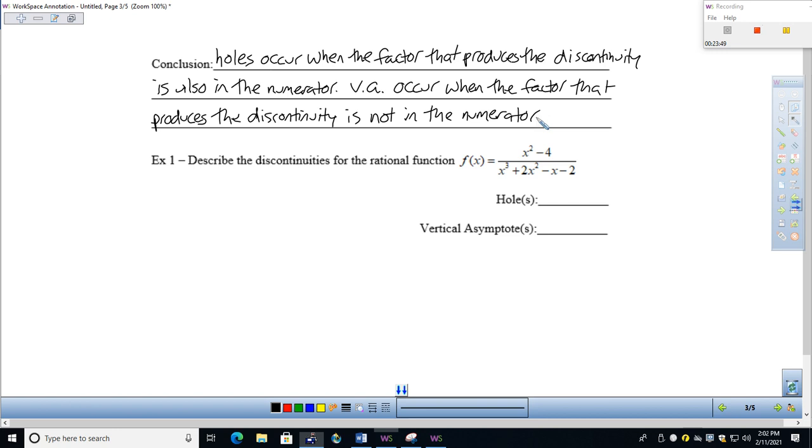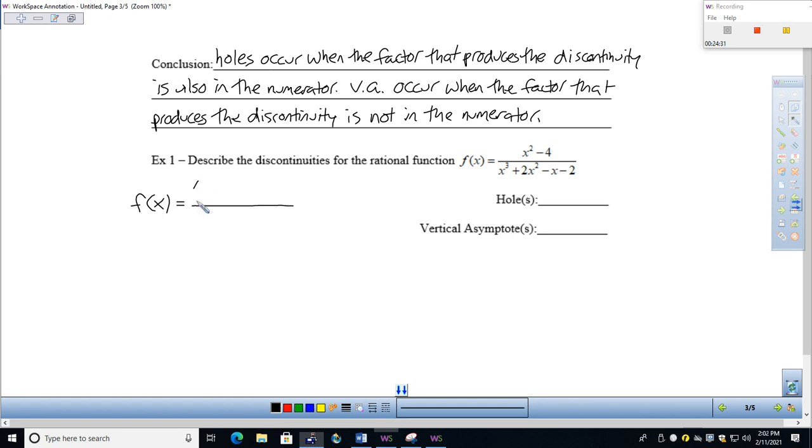Obviously, everybody, what we need to do is when we talk about discontinuities, we are certainly focused on the bottom. But if we need to make the distinction between a hole and a vertical asymptote, we also need to factor that numerator. So what I want you to do is pause the lesson for a moment and rewrite this function in factored form. Then we'll talk about the holes versus vertical asymptotes here. All right, take a moment, do that, come on back.